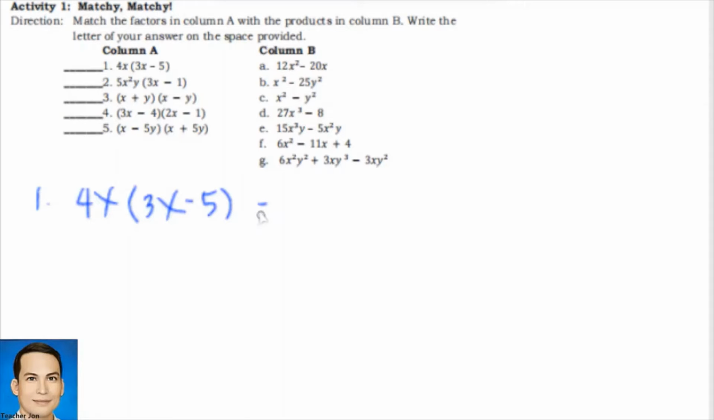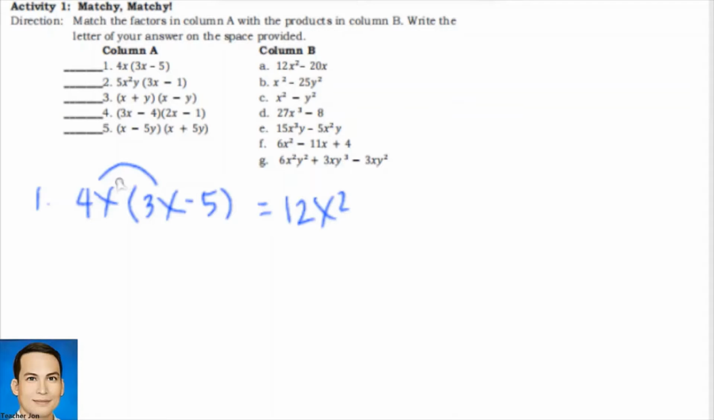In here, we're going to use the distributive property of multiplication over addition or subtraction. So 4x multiplied by 3x. So 4 times 3, we have here 12. Then x times x, that is x squared.